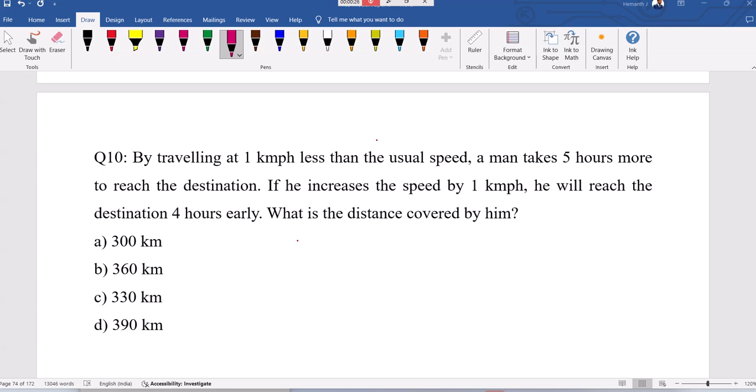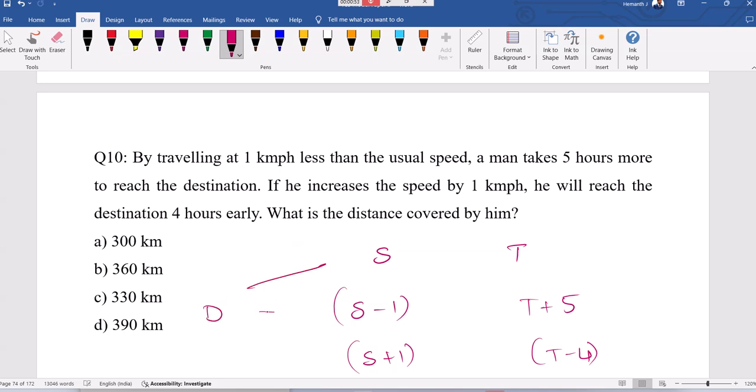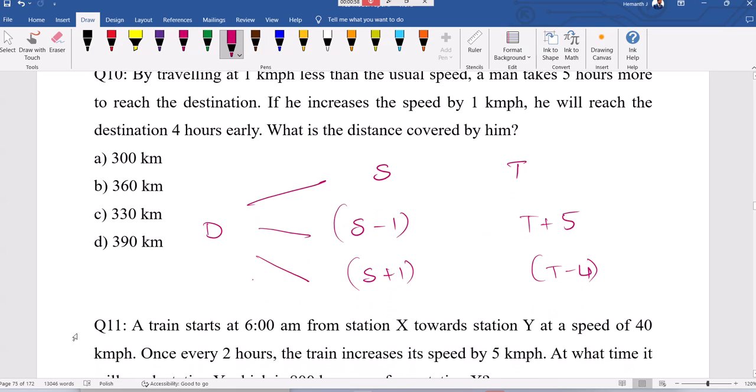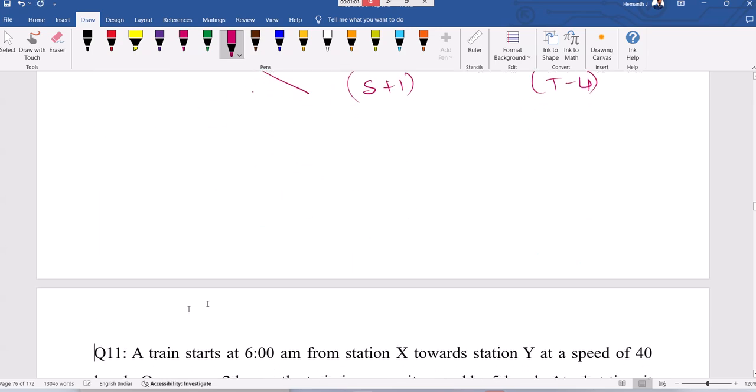See, distance is constant. Speed you are going, time taken is t. If you are going 1 kilometer per hour less, time taken is t plus 5. If you are going 1 kilometer per hour more, time taken is t minus 4. Distance is the same in all cases. Now you need to calculate distance.